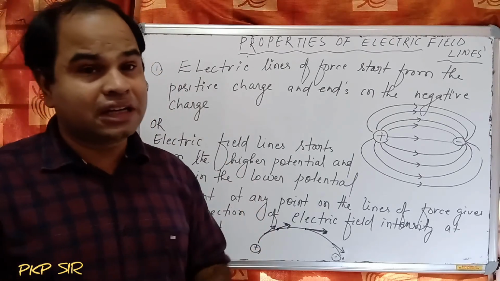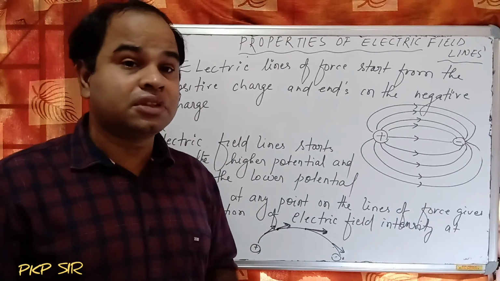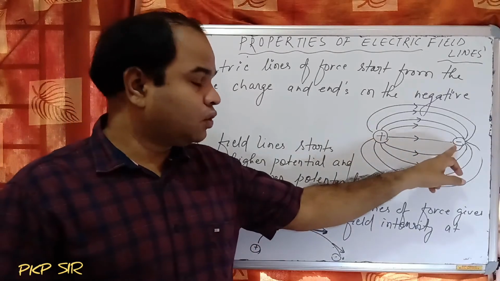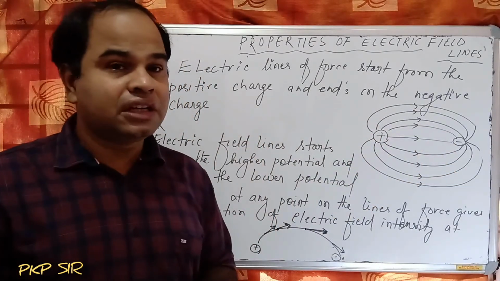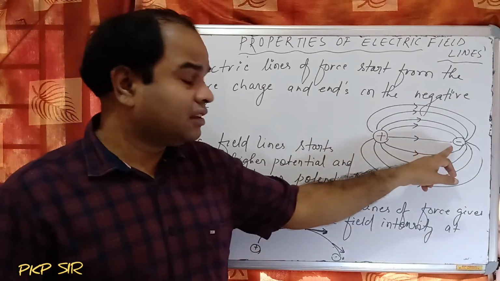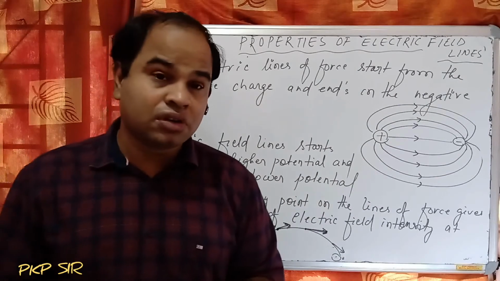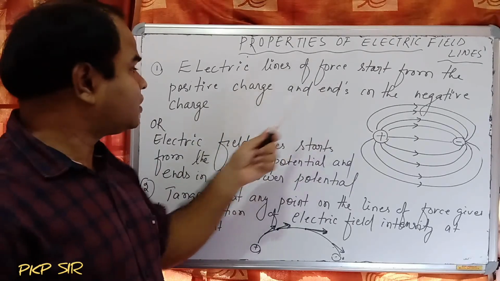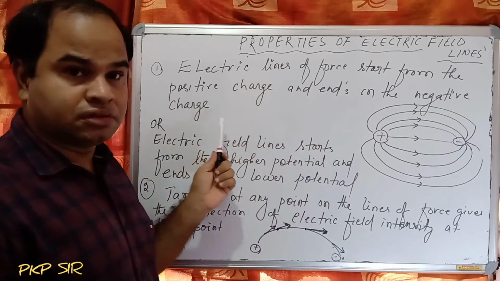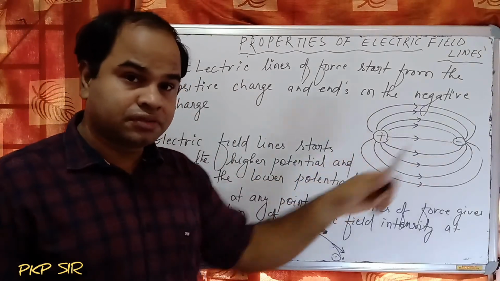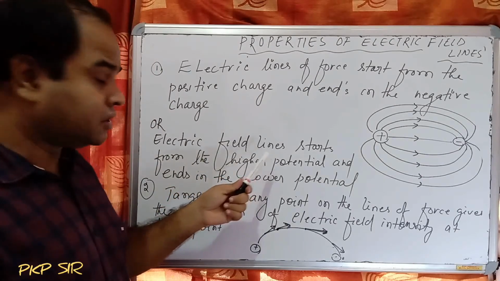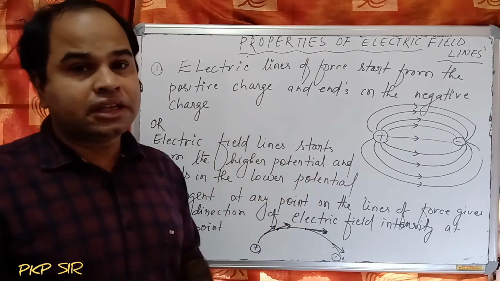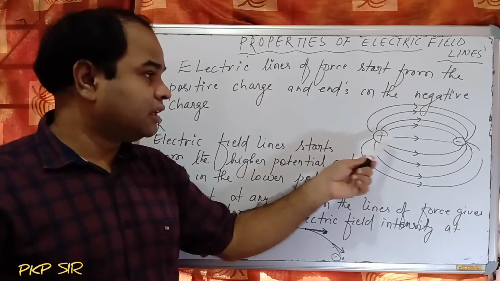Electric field lines always start from the higher potential and end in the lower potential. Or you can say electric field lines always start from the positive charge and end in the negative charge. Positive to negative, or higher potential to lower potential. Electric lines of force start from positive charge and end in the negative charge.